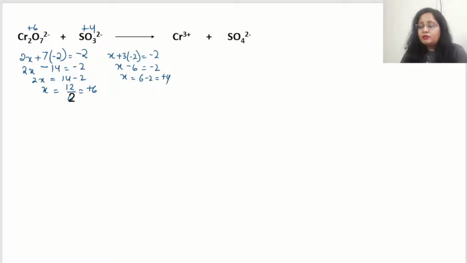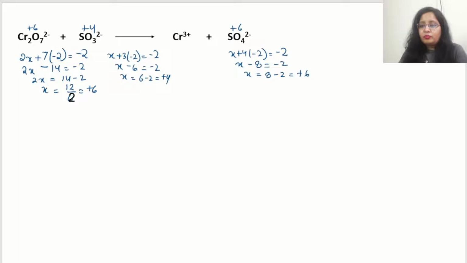So for SO4 2 minus we will get for sulfur X plus 4 times minus 2 for oxygen, and minus 2 for the species. X minus 8 is equal to minus 2, and X is equal to 8 minus 2, which is equal to plus 6. So sulfur is having here plus 6. Now after getting the oxidation number we will assign the oxidation and reduction.